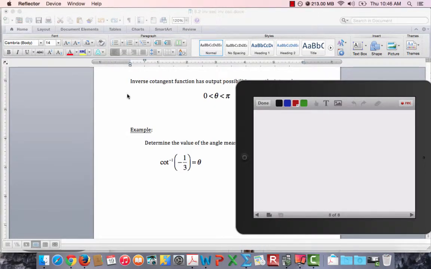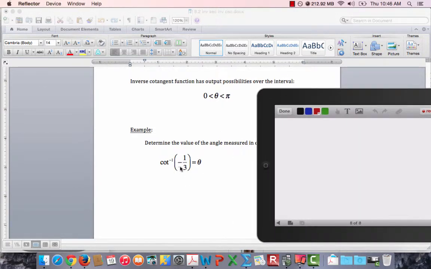The examples that we have to be careful with are those that have negative cotangents inside here. When we're looking at the inverse cotangent of a negative value, we expect to get an angle, that is our output, that is in the second quadrant, because it is in the second quadrant that the cotangent of an angle is negative.